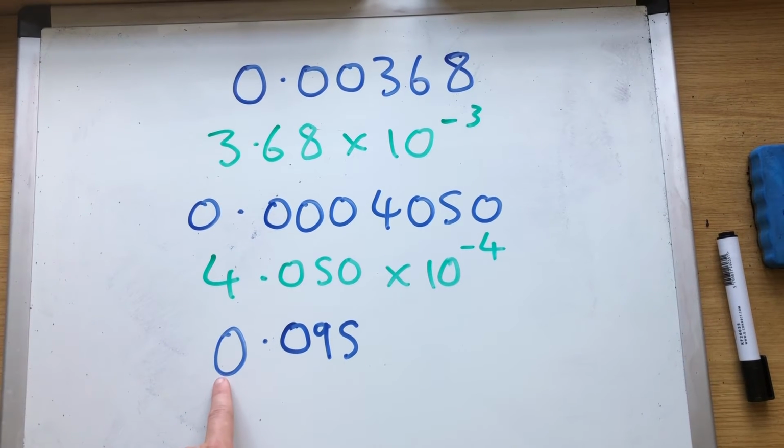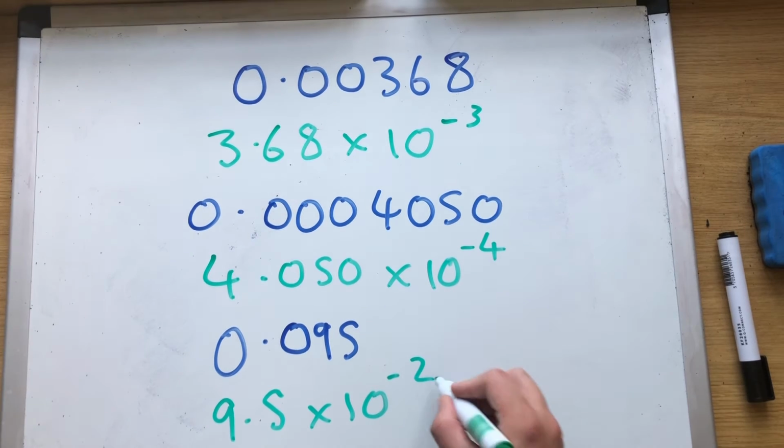This one here, 0.095, doesn't count, it's a 0. Doesn't count, it's a 0. 9 counts. 9 point. Copy out the rest of the number, 5. Always times 10. We have 1 zero, 2 zeros. So to the power of minus 2. However many zeros you have, it's to the power of minus that many zeros.